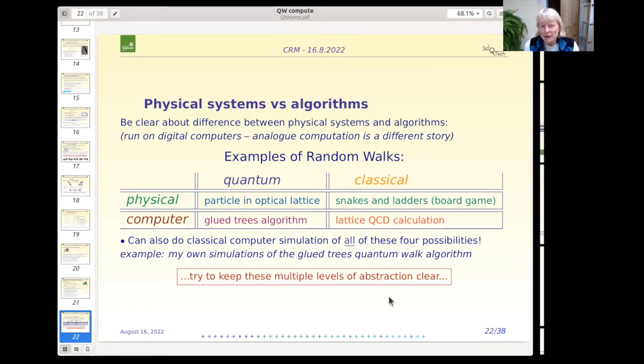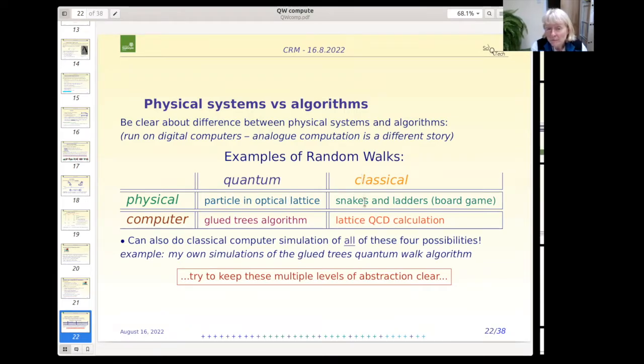Just as a little bit of an aside to make sure that we've got the different levels of abstraction clear here. Here's a little table of physical systems versus algorithms run on computers. And we've got examples of random walks, classical and quantum. So if we have a quantum walk in a physical system, it would look like a particle in an optical lattice, for example, which I'll show you on the next slide.